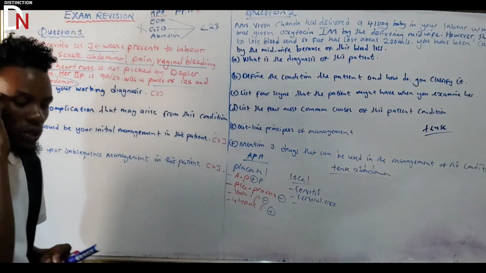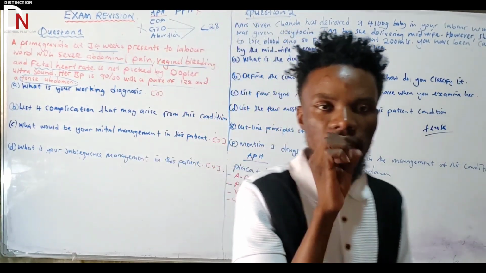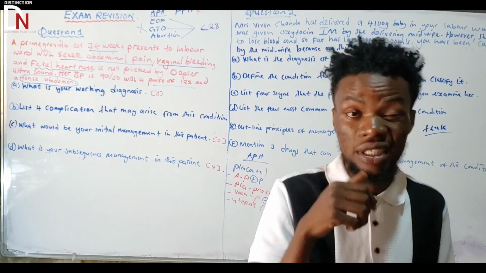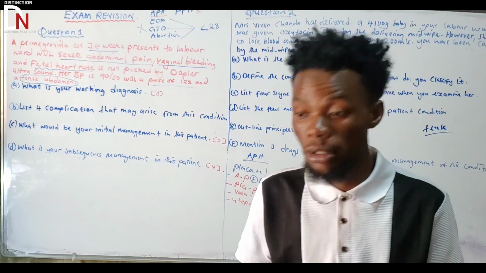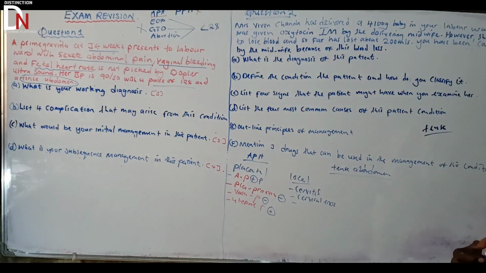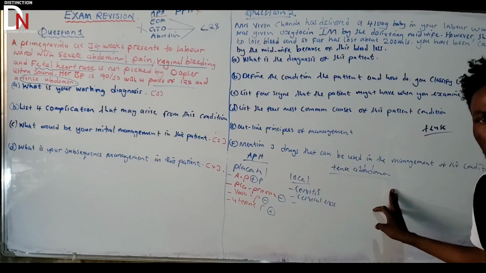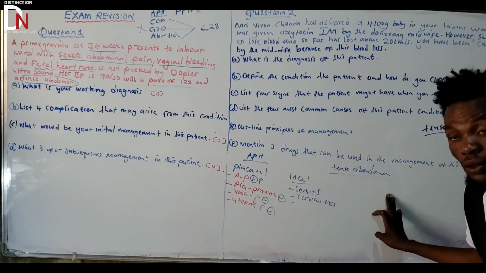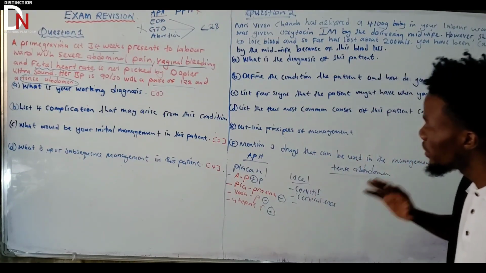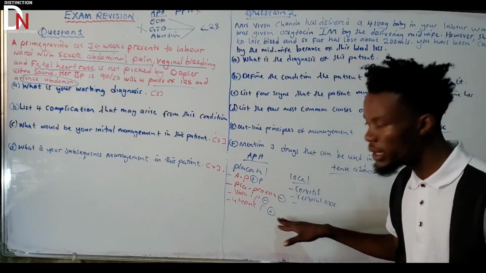So tense abdomen, when it comes to obs and gyn, it means that the uterus is contracting like that. It is contracting severely, causing pain that a pregnant woman is going to experience. So tense abdomen, basically, is because the uterus is contracting.